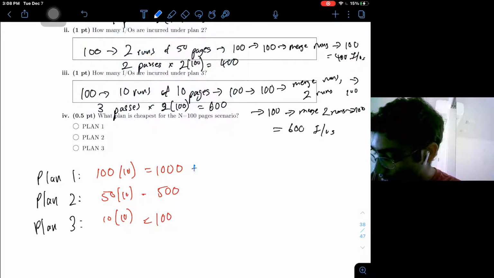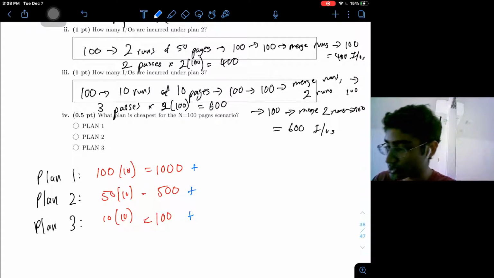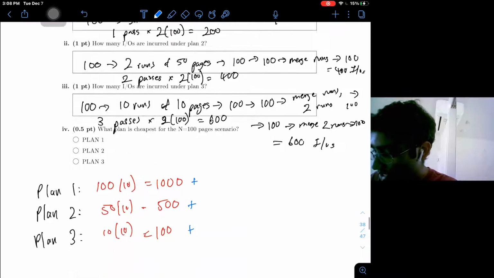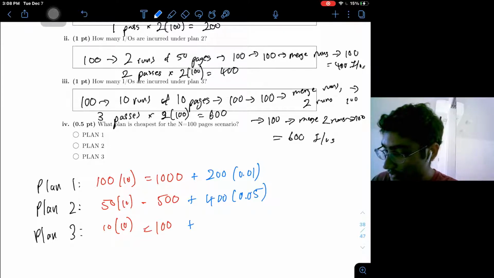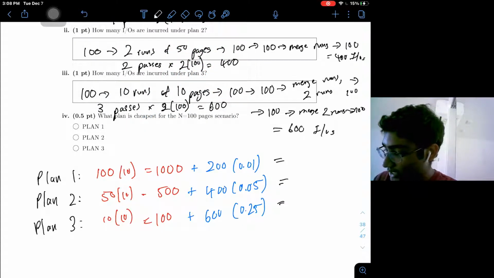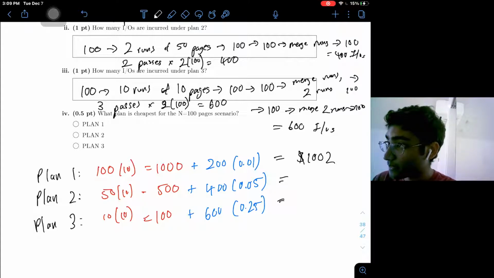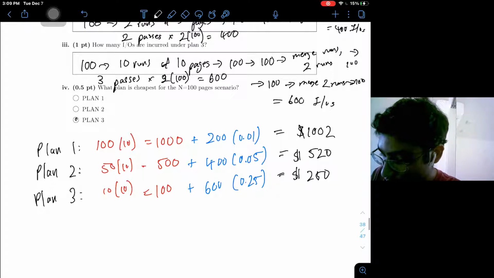And then we're going to add the cost of the IOs that come from sorting. So for Plan 1, there were 200 IOs, and each of these costs 1 cent. For Plan 2, we had 400 IOs, and each of these costs 5 cents. And then for Plan 3, we had 600 IOs, and each of these costs 25 cents. So for our total cost, we're going to have $1,002 for the first plan, $520 for the second plan, and then $250 for the third plan. So in this case, Plan 3 is the cheapest.